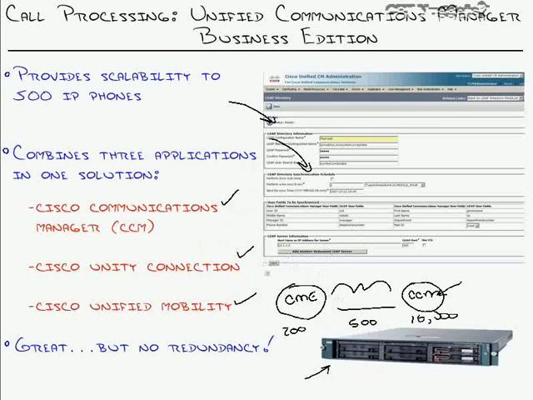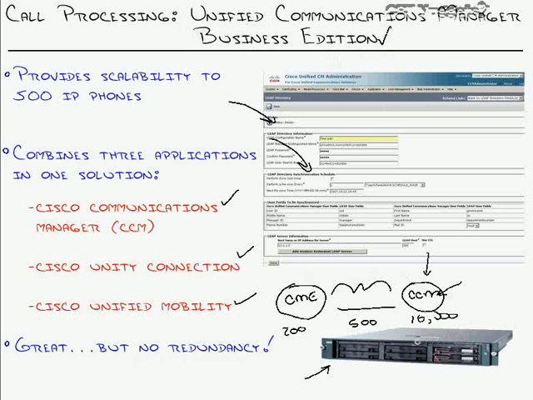Bigger than Unity Express, which is on the router in UC500, but not as big as full-blown Unity, which is what you'd use typically in the Call Manager solution up here. And it's all sitting on one box. And this is why I put great, but no redundancy. That's the big drawback to the Business Edition: it is a single server solution.